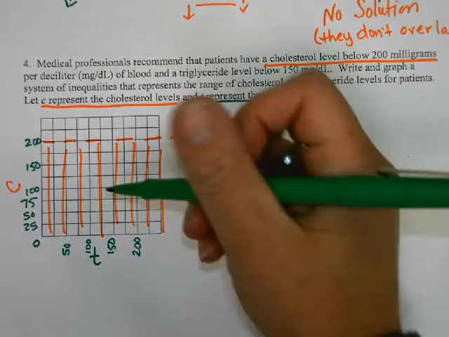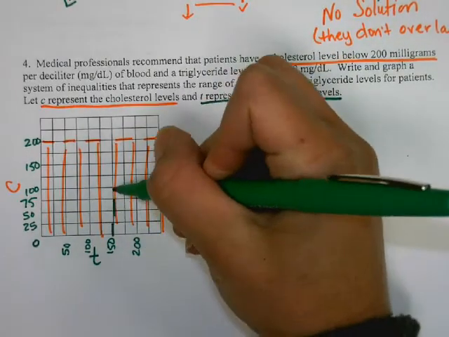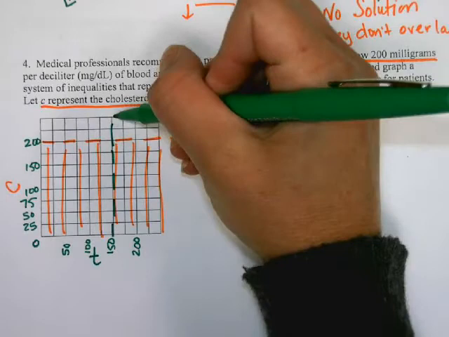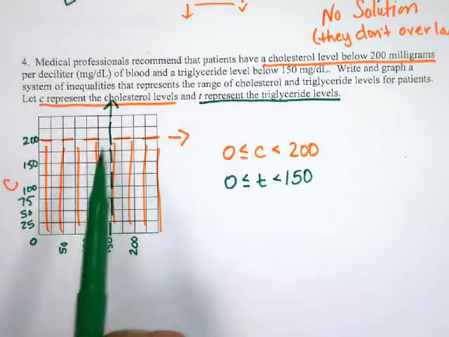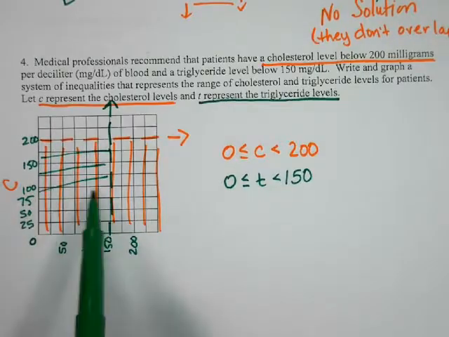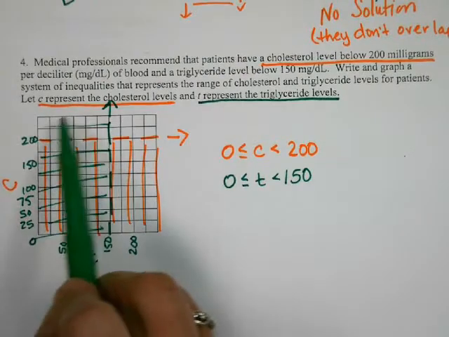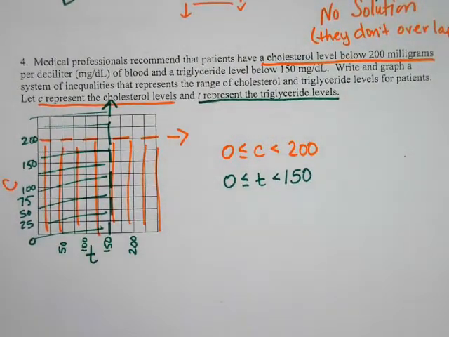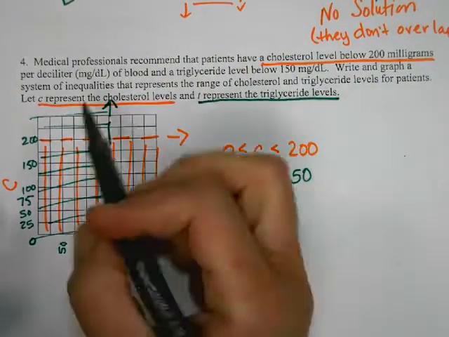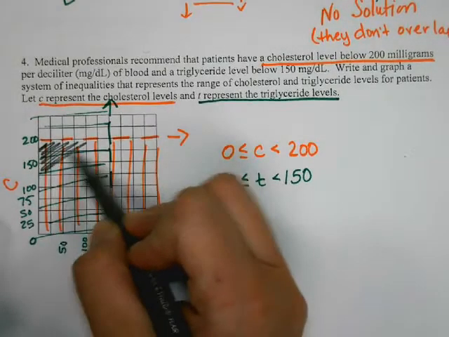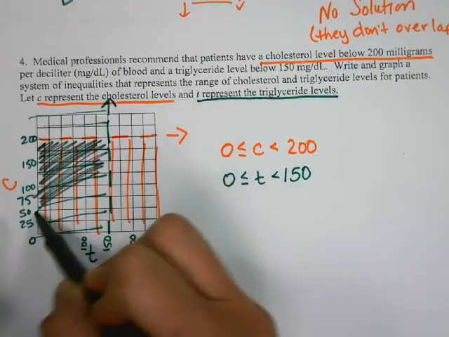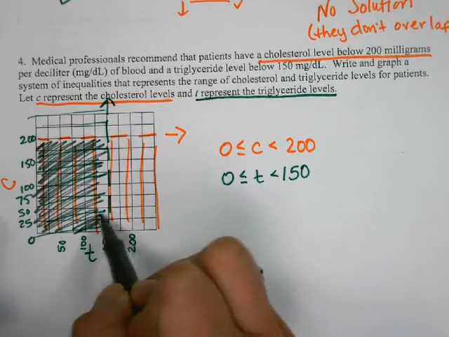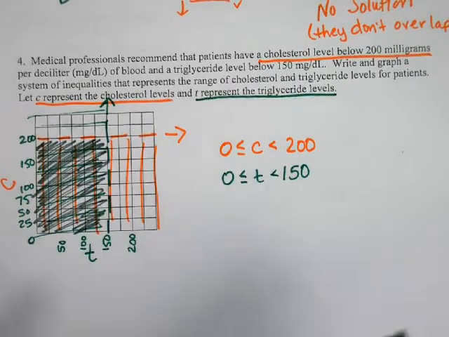And then for my triglyceride levels, I have a dotted line at 150. And I want to be below that as well. So my overlap, good levels of cholesterol and triglyceride levels, are down here. Okay, questions on inequalities?